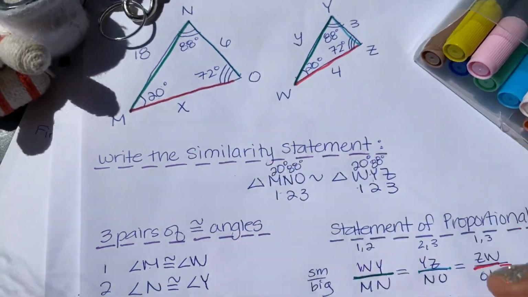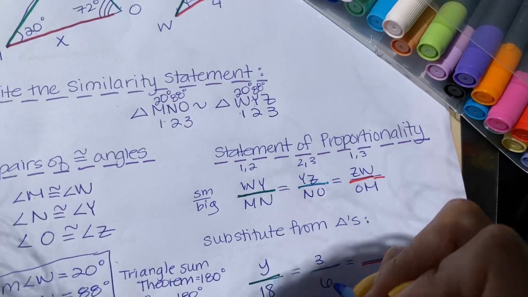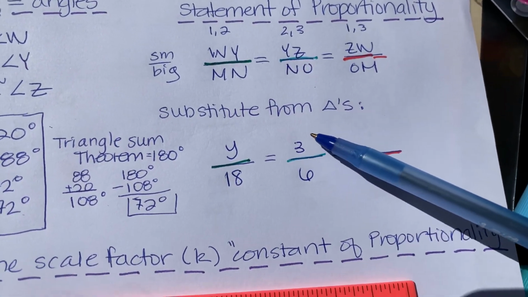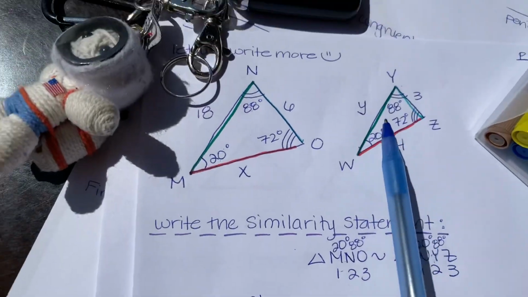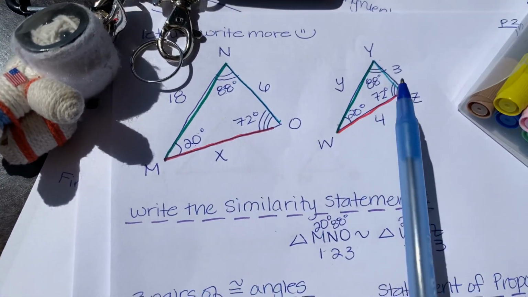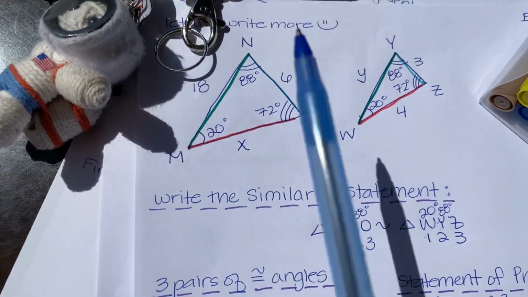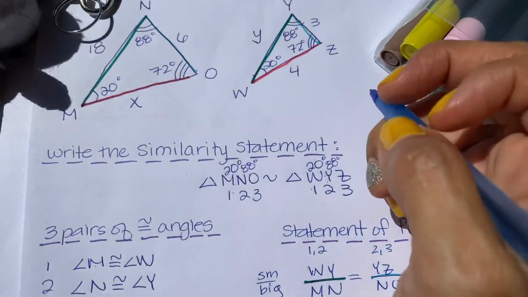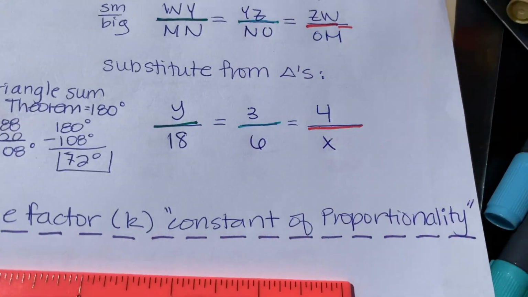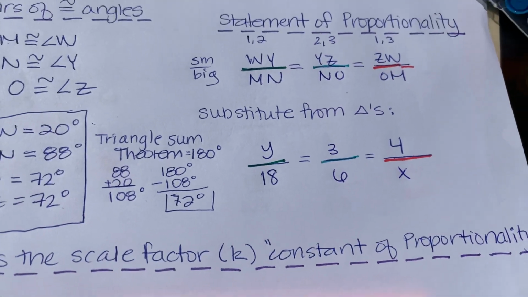Z, N, O, 3, 6. And now you just have to be really careful because sometimes students accidentally will put 6 over 3, because if you're going small, big, you just have to remind yourself you start from the right and go to the left. This is the top number, this is the bottom number, okay? And then ZW, 4 over X. Okay, that is your filled in statement of proportionality.